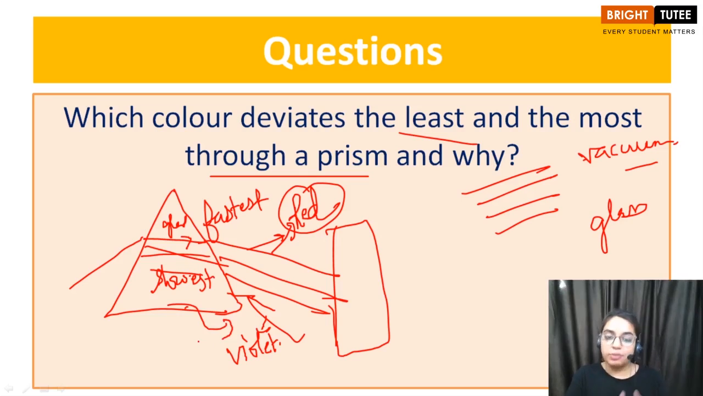What is spectrum? These 7 component colors are known as the spectrum of white light. Okay, so the answer to this question: which color deviates the least? It is red. And which color deviates the most is violet.